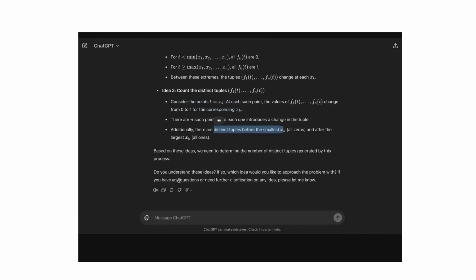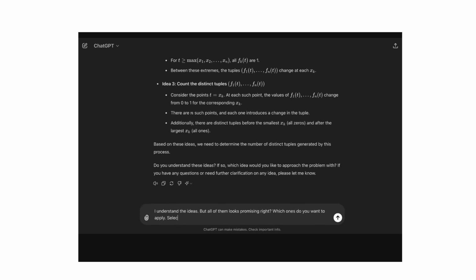Okay. Yes, I understand the ideas, but all of them look promising, right? Which ones do you want to apply? Select the best ones and help me solve the problem, not just understand.